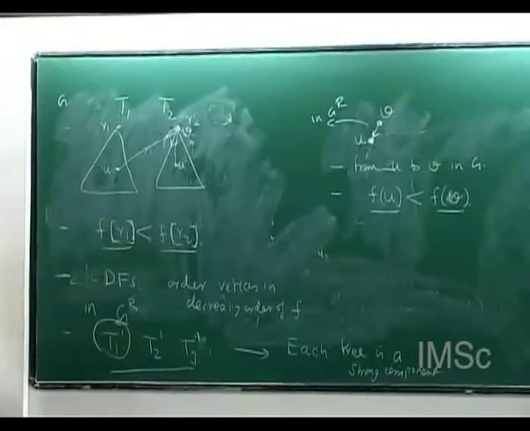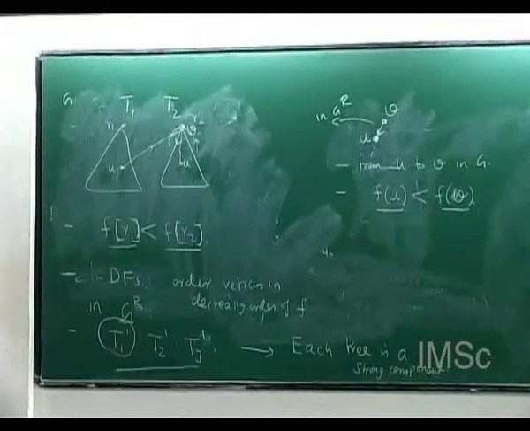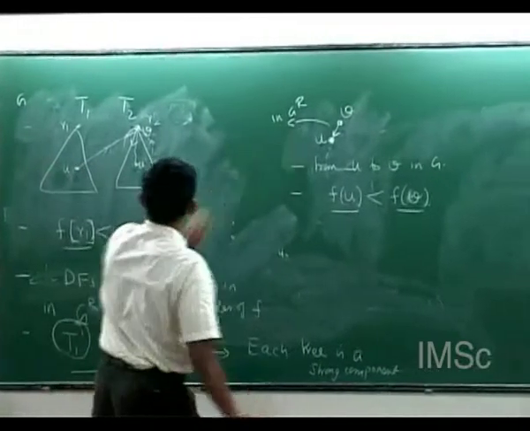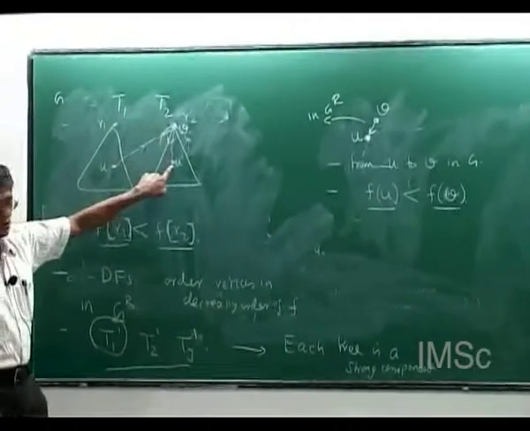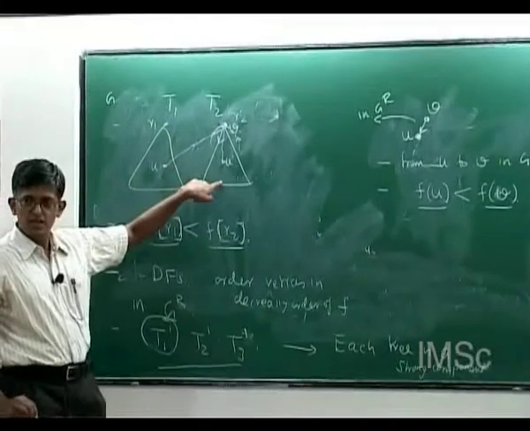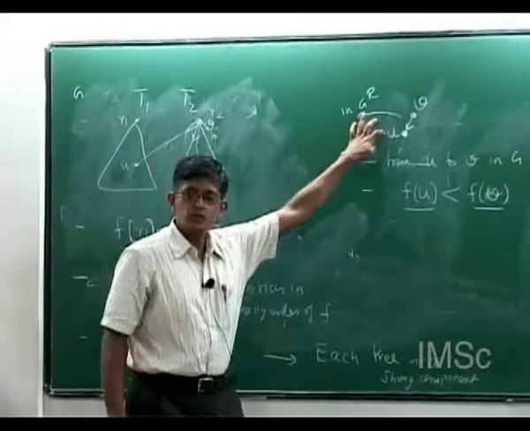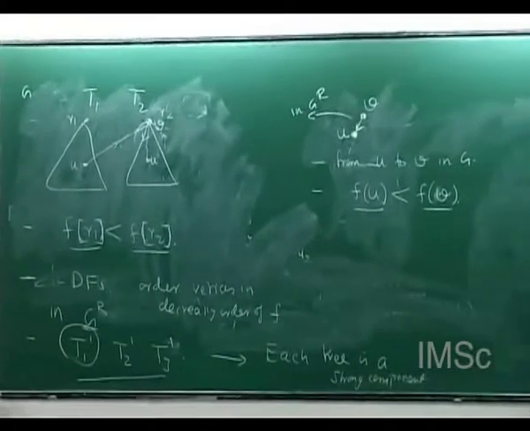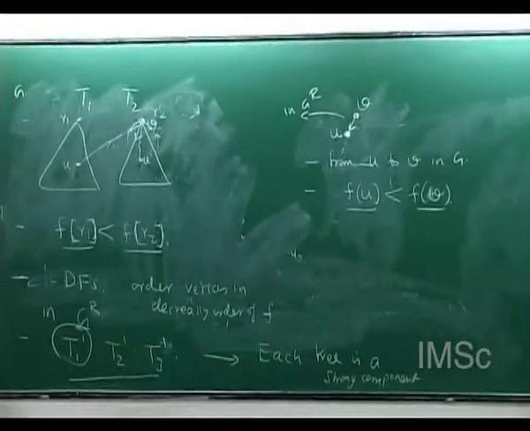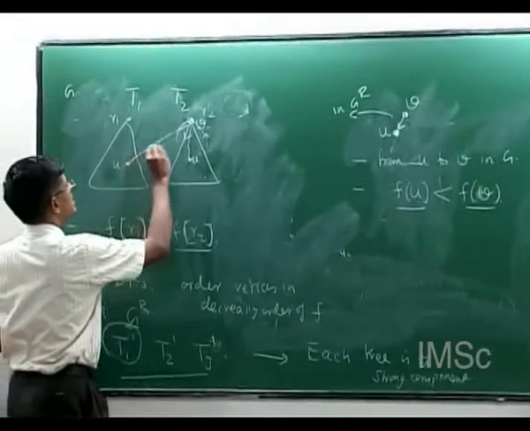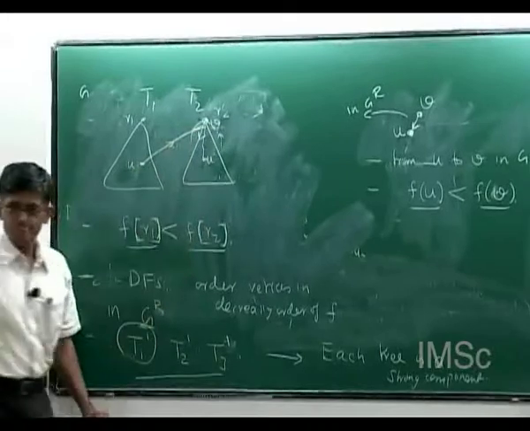Therefore, U and V are in the same strong component. That is clear, right? So if you find an edge of this kind, the case is that U is in the same component or in the same tree that contains V. Then clearly U, V are in a cycle. There is a path from U to V and an edge itself from U to V and a path from V to U here. So we need to do the same analysis here, right?